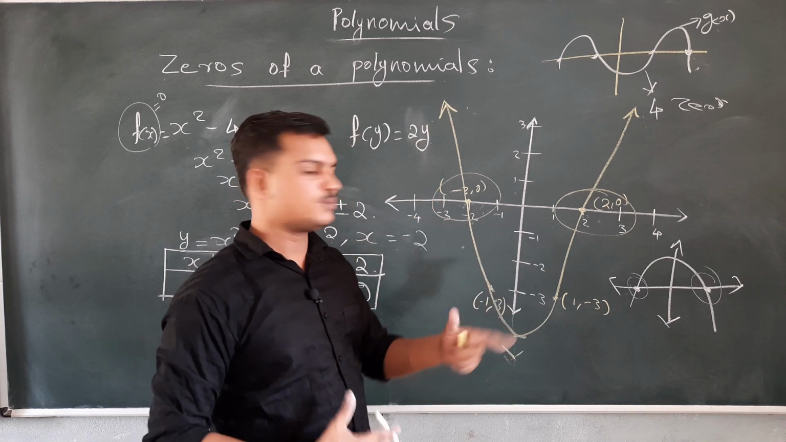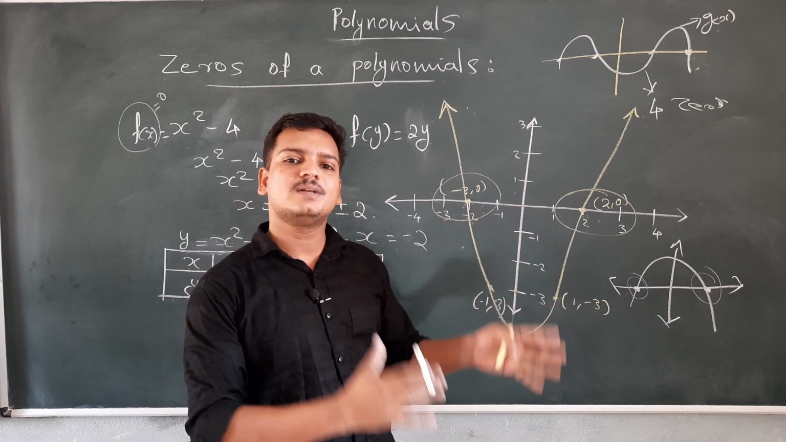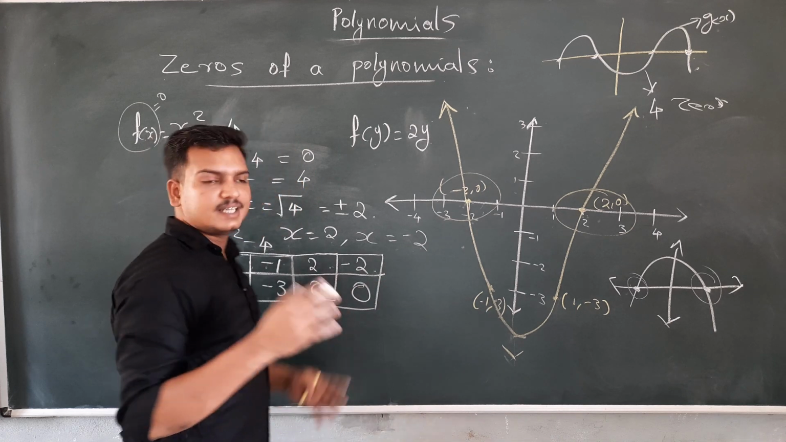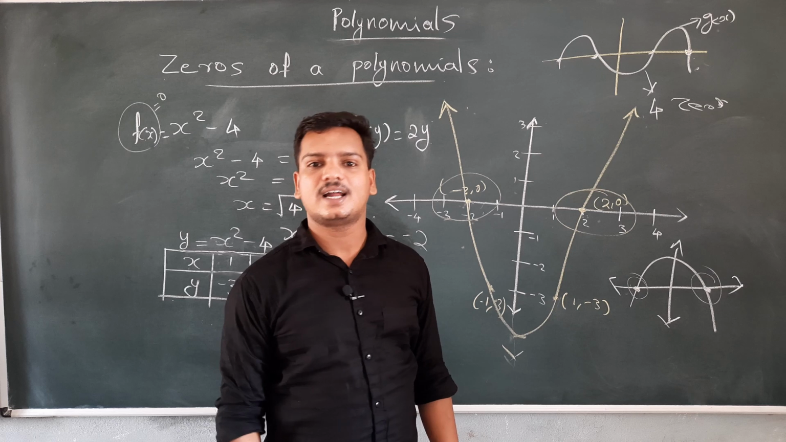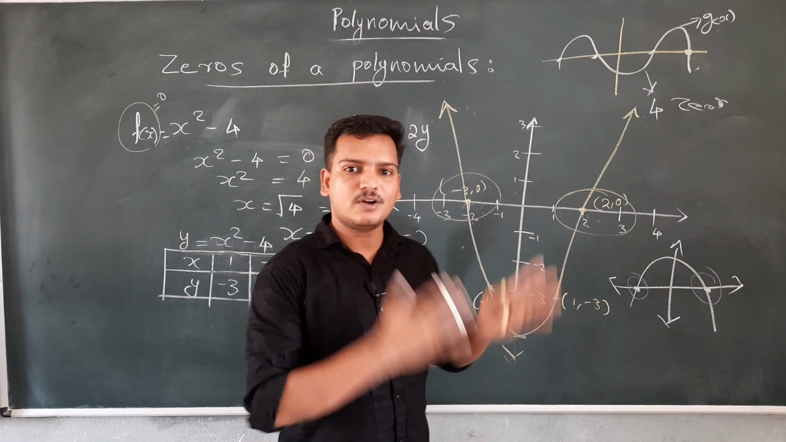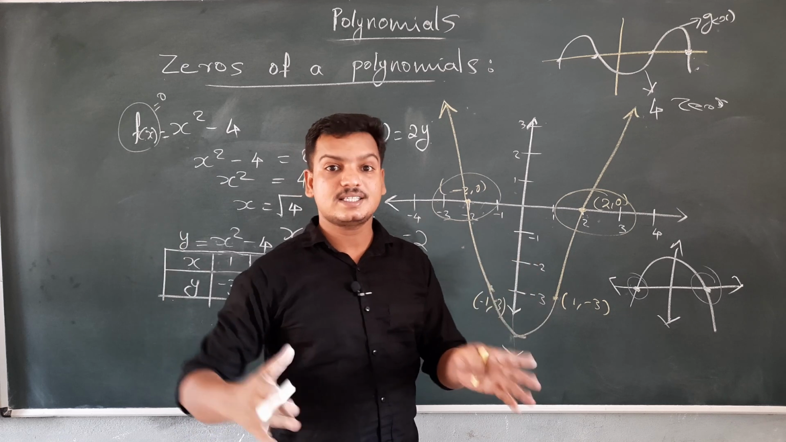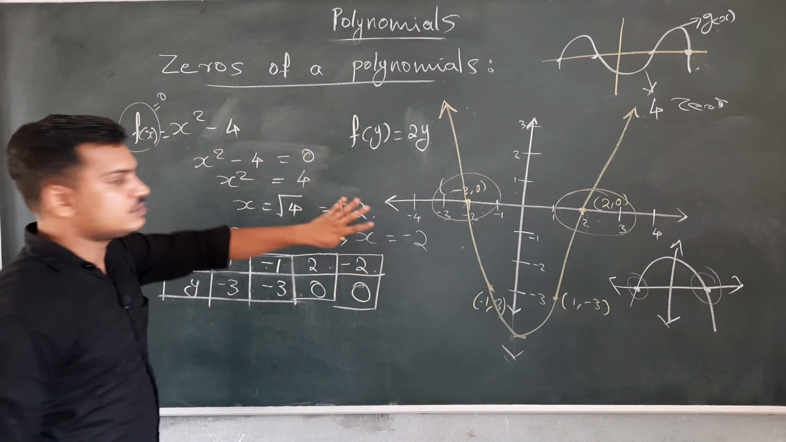Usually in our syllabus we come across intersection with the x-axis. All the polynomials will usually be in terms of x. So in such cases you must see how many intersections there are in the graph with the x-axis. The number of intersections on the x-axis is equal to the number of zeros of the polynomial. So this is the geometrical meaning.